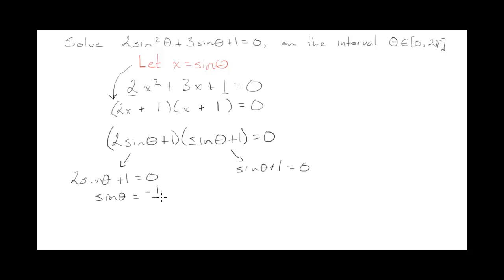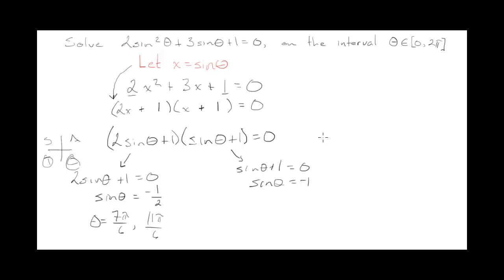If 2 sine theta plus 1 equals 0, that means sine theta equals negative 1/2. And sine is negative in the third and fourth quadrants. The related acute angle for a half would be pi by 6. So the angles would be, in the third quadrant you take pi plus pi by 6, so you get 7 pi by 6. And in the fourth quadrant you would do 2 pi minus pi by 6, so you get 11 pi by 6.